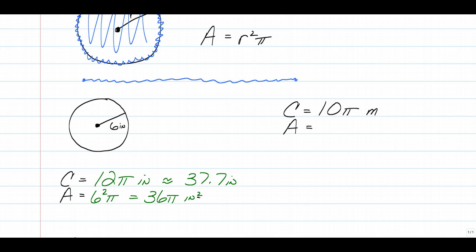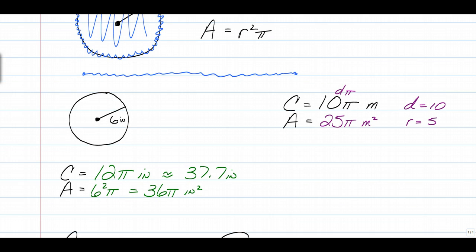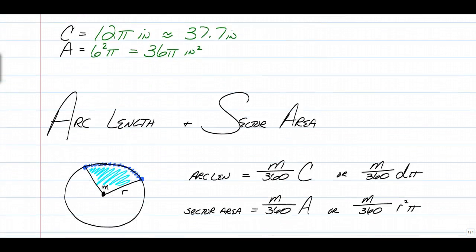So the second problem here is circumference is given, find the area. Well, if your circumference is diameter pi, then you know that the diameter is equal to 10. So your radius is equal to 5. So the area is radius squared pi, so this would just be 25 pi meters squared. All right? That's it for circumference and area of a circle.